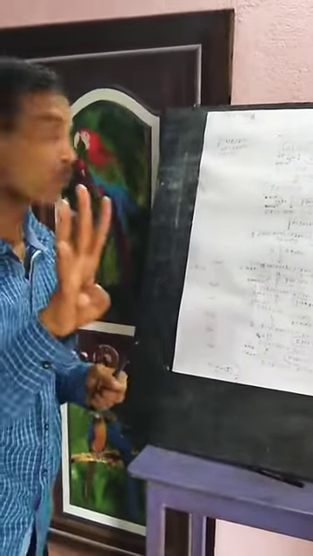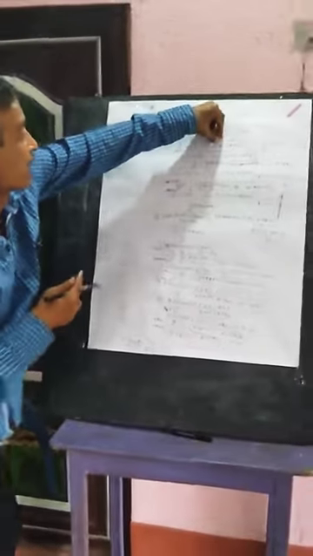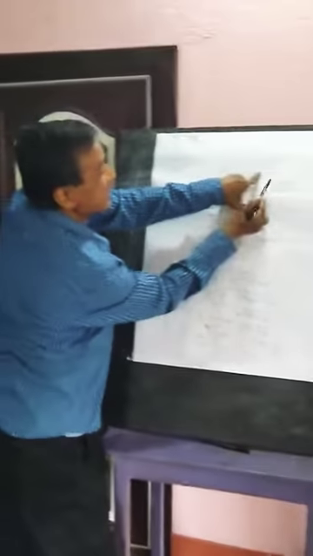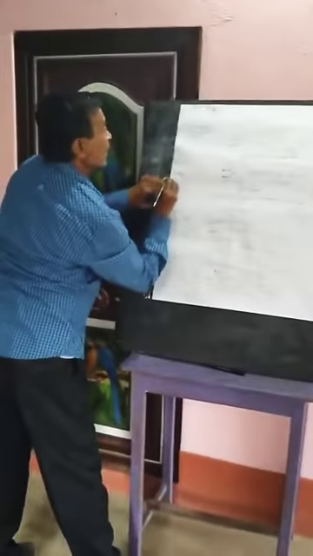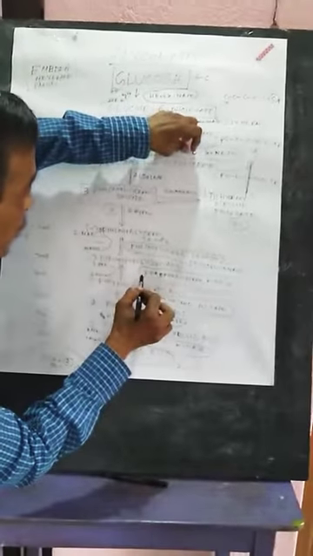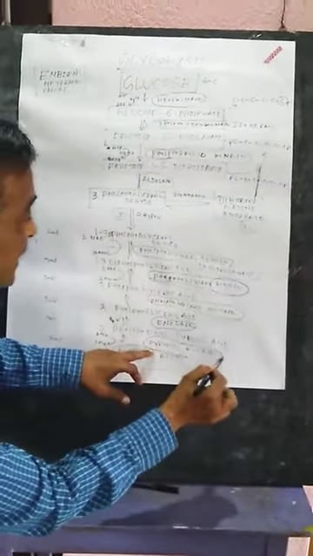Just try to remember the enzymes. Which enzymes? Kinases: hexokinase, phosphofructokinase. So hexokinase is 1, phosphofructokinase 2. Here there is phosphoglycerokinase 3, and here there is pyruvic kinase. Kinase enzymes are 4.